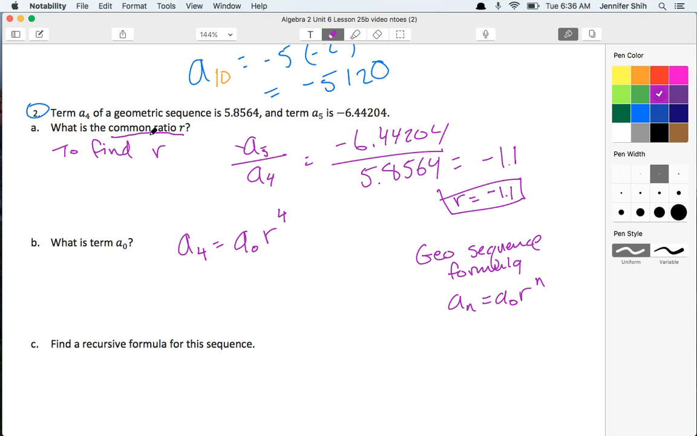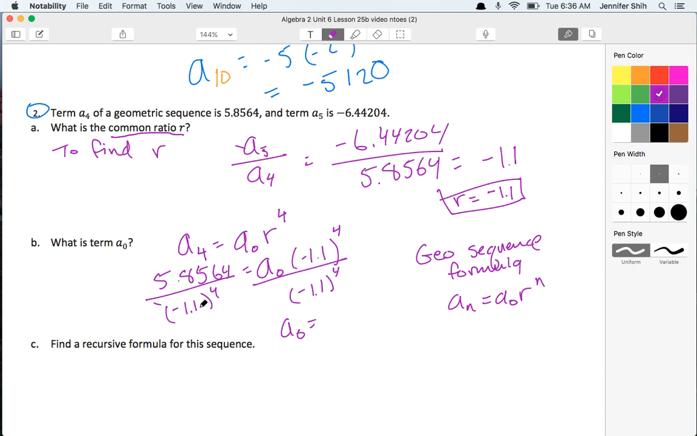We know what A of 4 is. It is 5.8564. And we don't know what A sub naught is. We're looking for A sub naught. We're solving for A sub naught. We know what our ratio is, and we know what n is. So when you solve this, you can just divide by negative 1.1 to the 4th power, and you're going to get A sub naught.